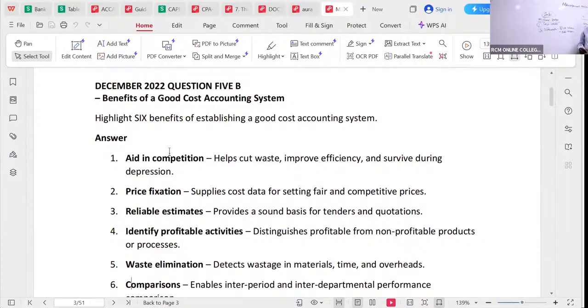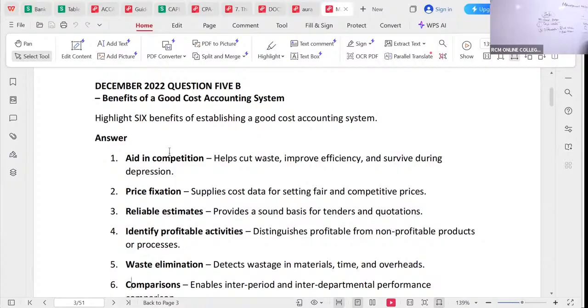But Brookside, their revenues went down by over 50% because other regions said don't even bring this milk here. So this is the concept of management accounting: we get systems which ensure that we are cost leaders. Number 2, if we have a cost accounting system, price fixation will never be an issue. It supplies cost data for setting fair and competitive prices, reliable estimates because of the concept of budgeting, and the setting up of quotations.